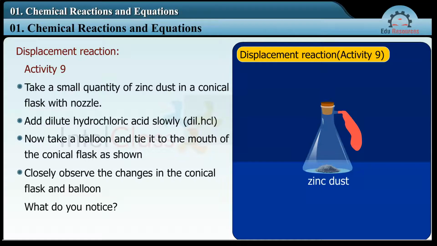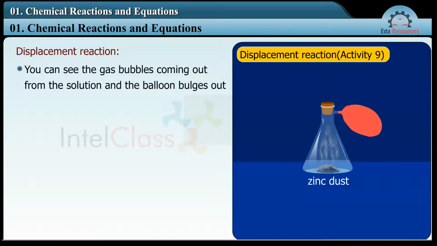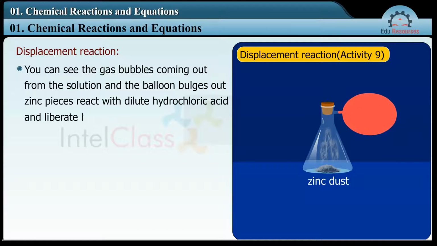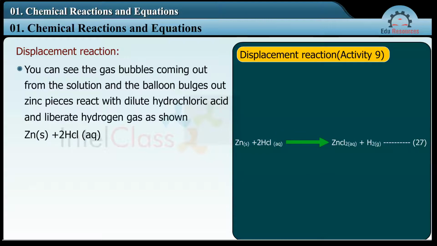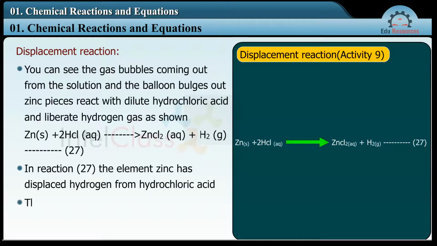What do you observe? You can see the gas bubbles coming out from the solution and the balloon bulges out. Zinc pieces react with dilute hydrochloric acid and liberate hydrogen gas as shown. Zinc plus 2HCl gives rise to zinc chloride plus H2. In this reaction, the element zinc has displaced hydrogen from hydrochloric acid. This is a displacement reaction.